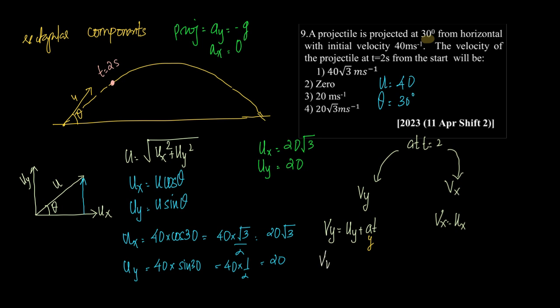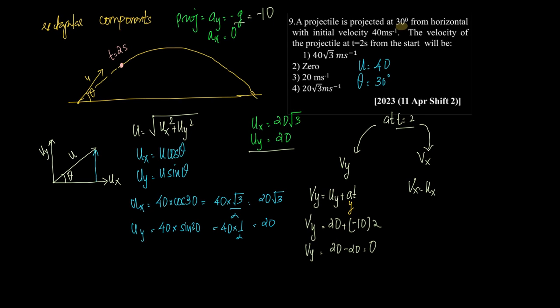So what would be vy? Vy would be equal to, what is uy? Uy from here is 20 plus, what is ay? Ay is minus g, which is equal to minus 10. So 20 into minus 10 into, we've been asked to find out at t is equal to 2 seconds, 20 into 2, and therefore vy is equal to 20 minus 20, which is equal to 0.